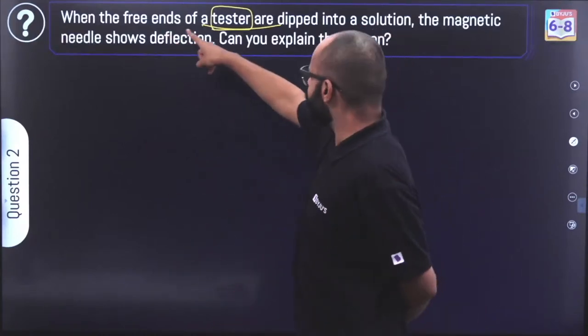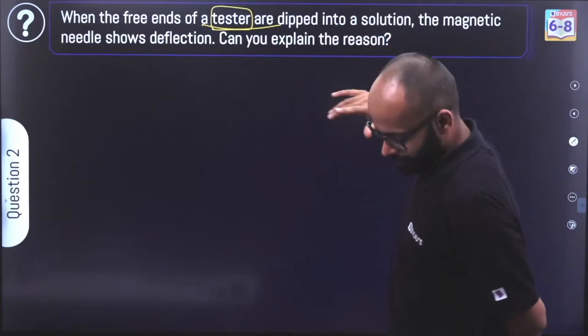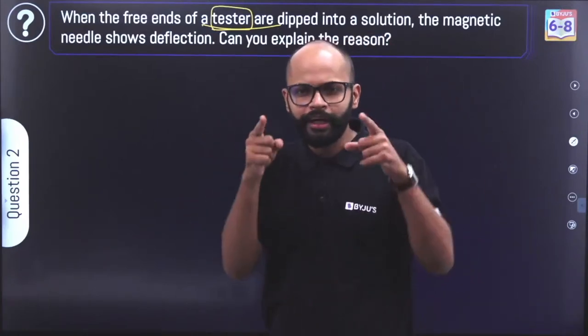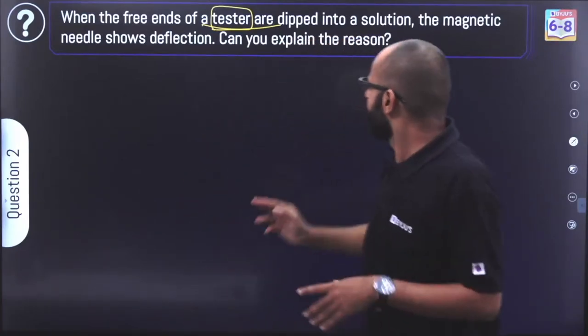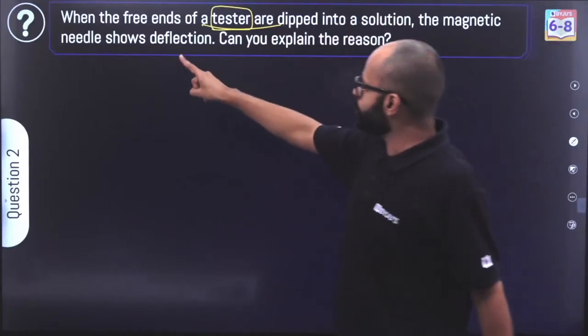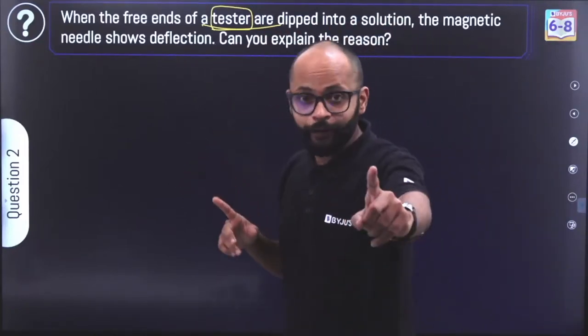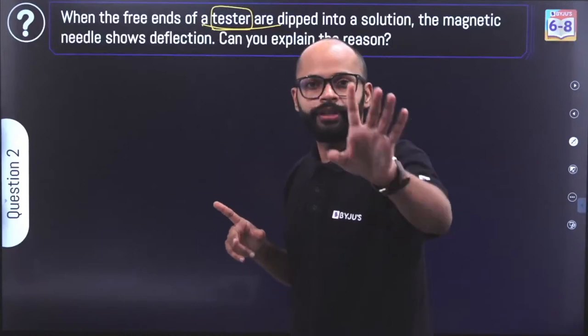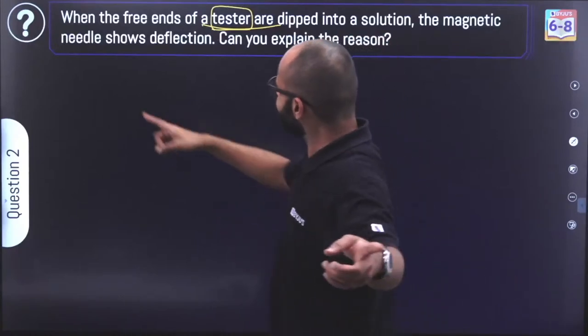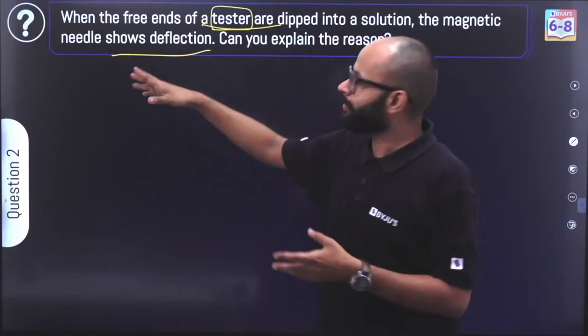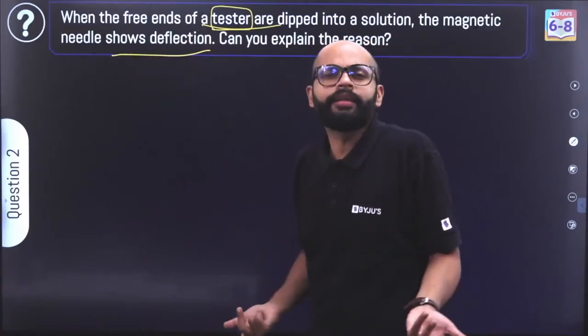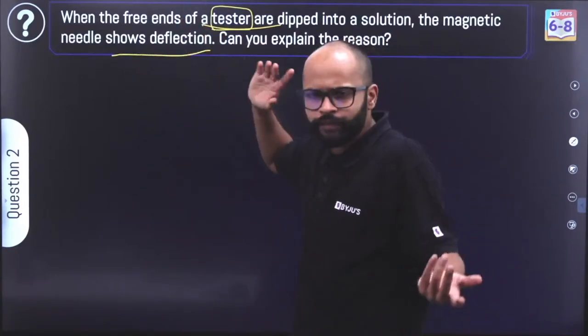When the free ends of a tester are dipped in a solution, bhai ek tester hai, uske humne do free end ko dip kiya ek solution mein, okay. The magnetic needle shows deflection, iska matlab sir current flow hua hoga, hai na? If there was a flow of current, then only it can show deflection. Bhai, otherwise, why will it show deflection agar current hi nahi hai to? Right? Without current, it will not show deflection.